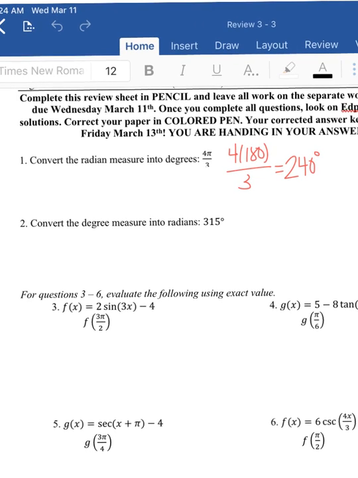For number 2, to go the other way, convert the degrees into radians, you would multiply by pi over 180, because again, those are the same thing. So it's kind of like you're multiplying by 1. And then in the calculator, you would do 315 divided by 180 and clean that up. So 315 divided by 180 is 7 over 4. And then you throw pi back in the top.